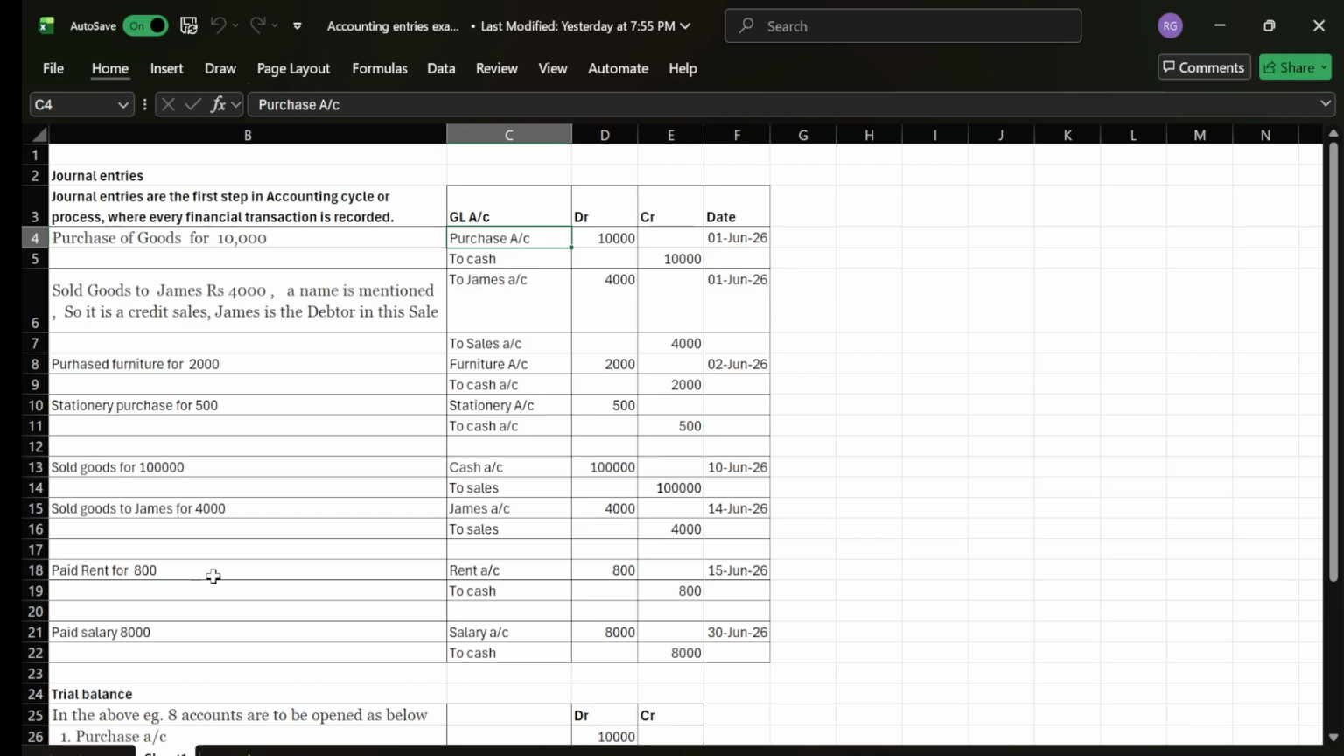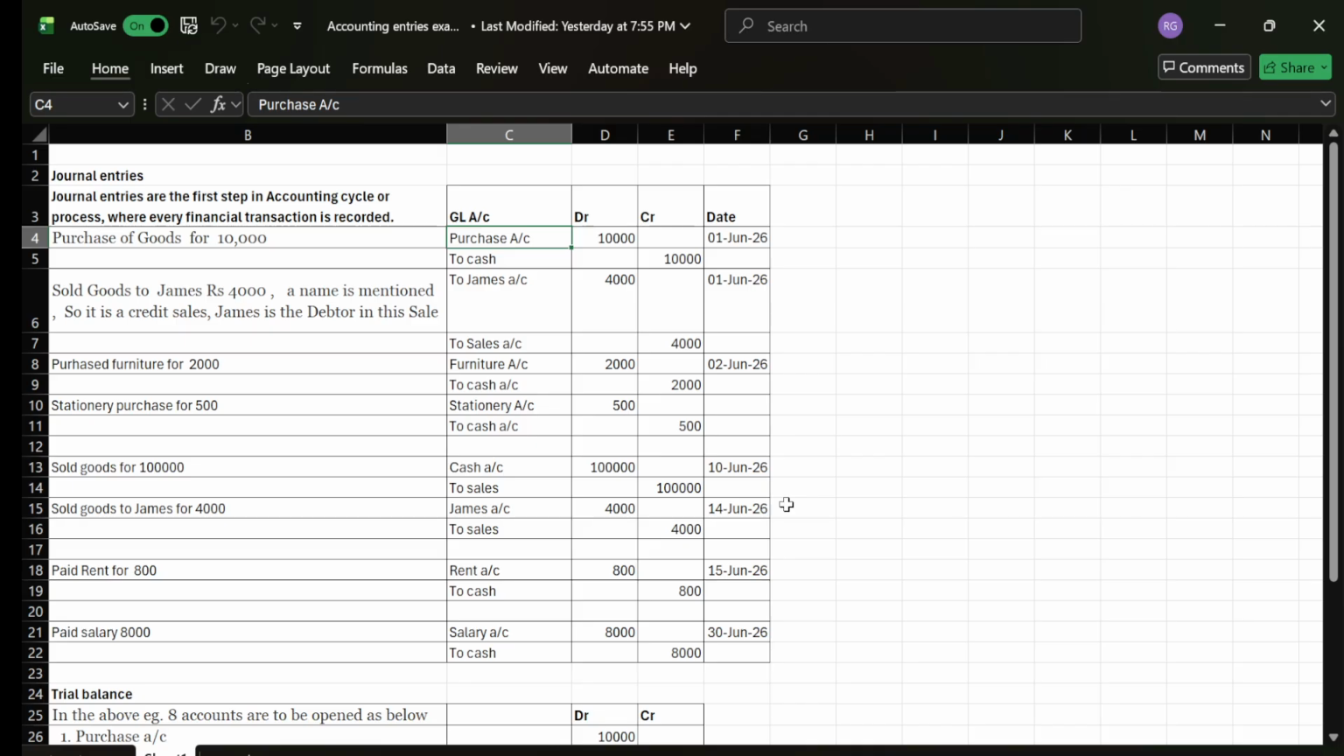Then the next use case, paid rent for 800. What is the rent? It's an expense for me. So I open a new account called rent account. I debit because when I want to increase my expense, I debit it. And what is going out, I pay cash. Money is going out, so I credit cash. And again, the next one is paid salary, 8,000. So I'm opening a new account called salary account. Salary account is an expense account. I have to increase the expense, so I debit it, and cash is going out, so I credit cash. So these are all a few simple use cases.